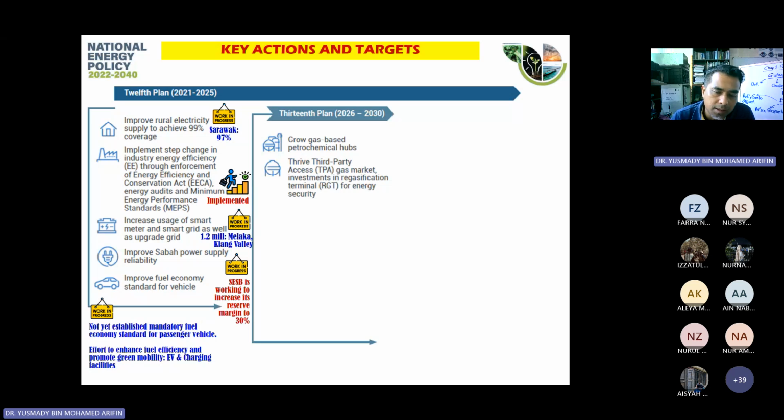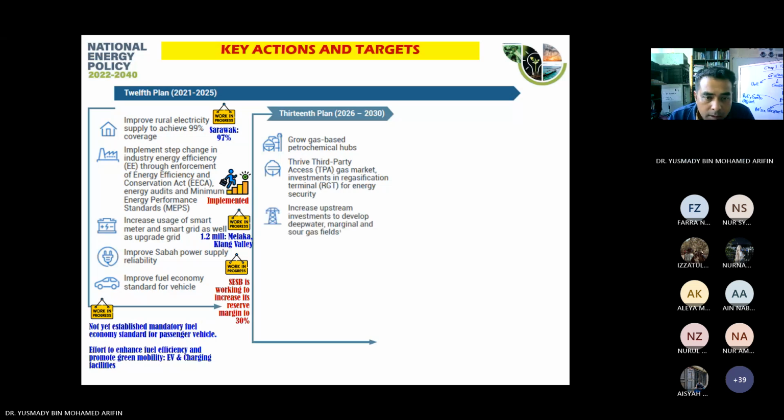So which mean kalau third party ni maksudnya selain daripada government provide what we call the facilities and so on for the energy supply. So mungkin dia akan offer kepada third party lah, mungkin what we call company swasta and so on lah. Increase upstream investment to develop deep water, marginal and also sour gas field. So yang ni dia akan tingkatkan in term of pelaburan daripada luar lah. Enhance OGSE players capacity through consolidation and also international participation.